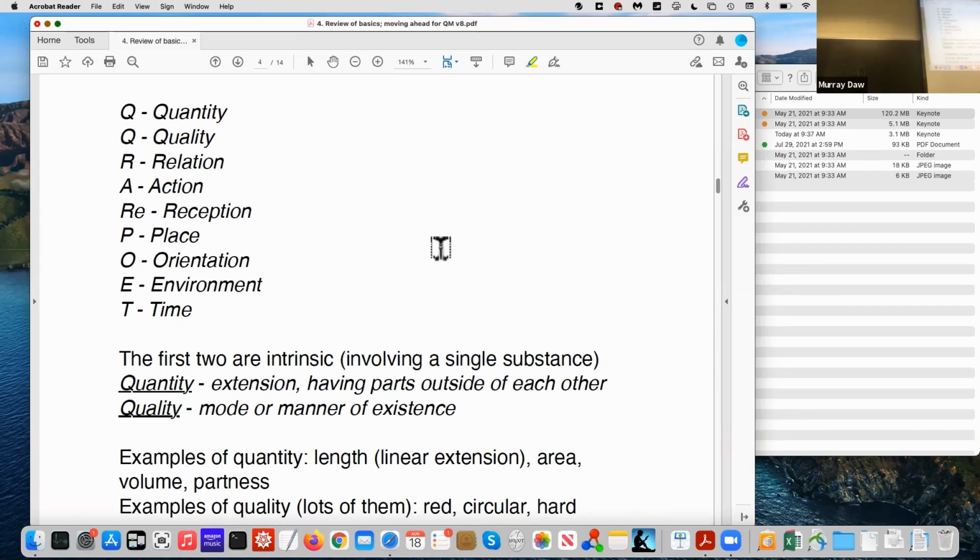So we'll come back and look at these some more, but let me just go through the rest of the list. Those first two deal with just substances as they are by themselves. The others are like relation. Relation, cause and effect is a relation between two substances, for example, or between two things. Father and son, that's a relation of this kind. Then we have action and reception, not action and reaction, action and reception. For something to act, there has to be something receiving.